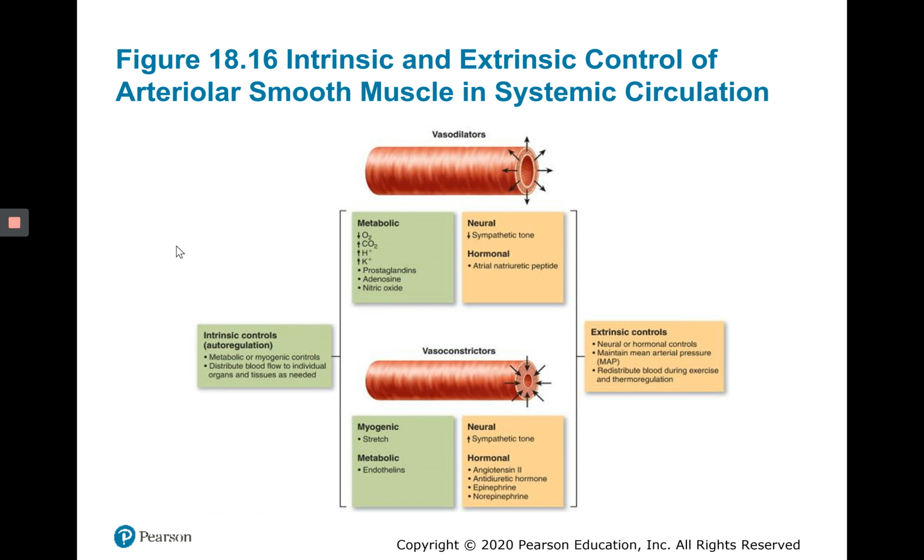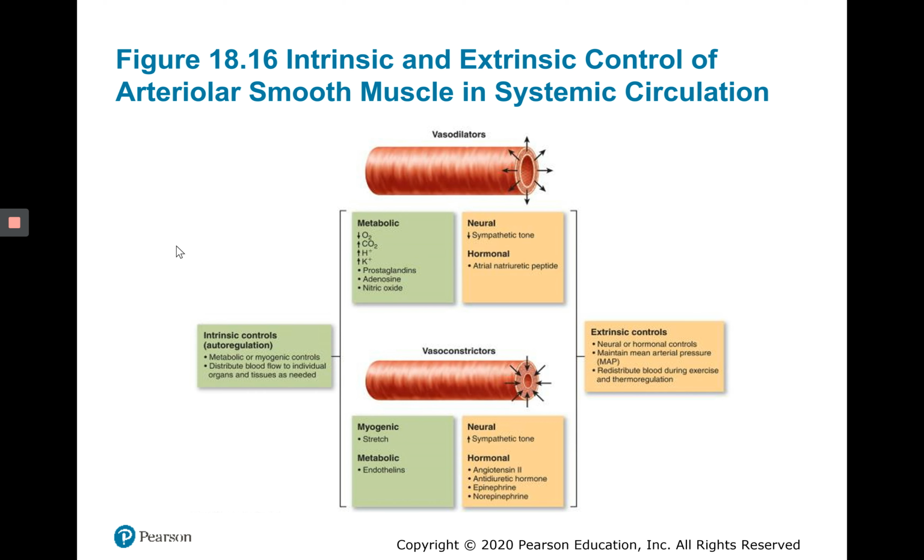And then we've talked already about antidiuretic hormone, epinephrine and norepinephrine, that can also increase blood pressure. And they increase blood pressure by causing vasoconstriction. So when we're talking about extrinsic controls that regulate arteriolar smooth muscle, specifically in systemic circulation, we're looking at normal hormonal controls, how they maintain mean arterial pressure or overall arterial pressure, including peripheral resistance times cardiac output as the equation there, and then how it's redistributed during exercise.